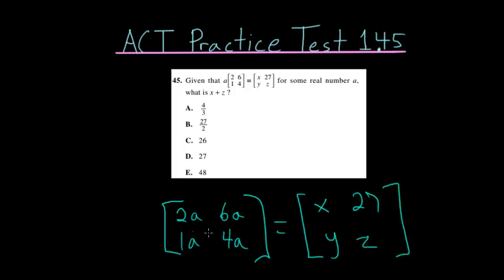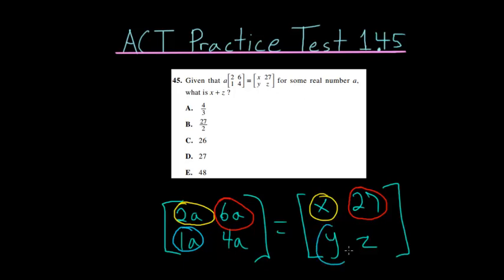So for matrices to be equal, they have to be of the same degree. So these are each 2 by 2 matrices. And essentially each entry, so this is the upper left entry, this would be equal to the upper left entry in this matrix. So the upper right entry, this 6A, would be equal to the upper right entry here, this 27. And then 1A would be equal to y, and 4A would be equal to z.